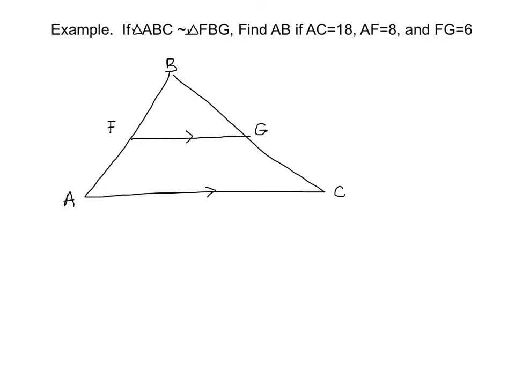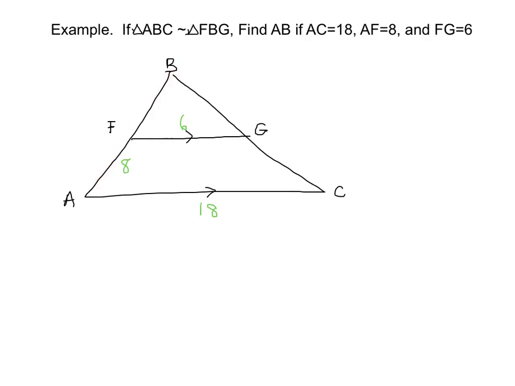It's similar to the last problem, a little bit more difficult. What we know is that these two triangles are similar: triangle ABC is similar to FBG. We want to find the length of AB, this big left side. If AC is 18, AF is 8, and FG is 6, we want to know the entire left-hand side. It's going to be bigger than 8, but we don't know exactly what it's going to be. How do we do this?